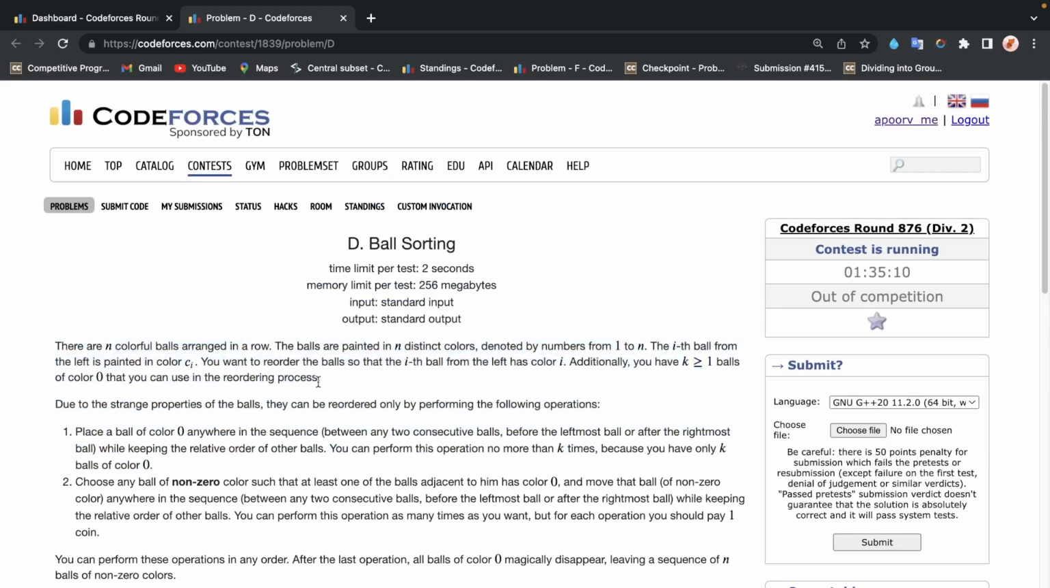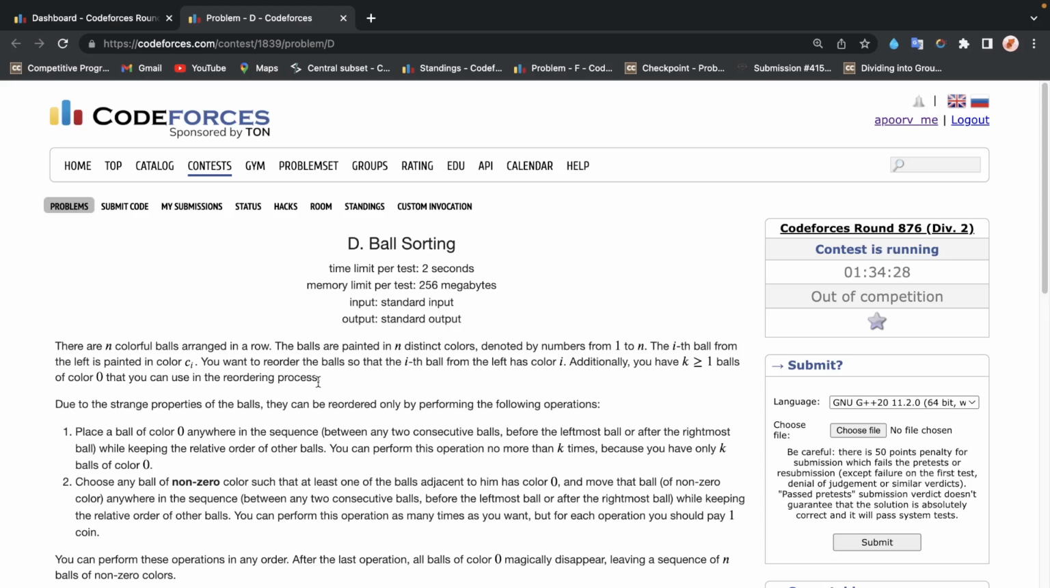There are n colorful balls arranged in a row. The balls are painted in n distinct colors denoted by 1 to n. So this is the position. The ith ball from the left is painted in color Ci. You want to reorder the balls so that the ith ball from the left has color i. You have k balls of color 0 that you can use in the reordering process. You can place a ball of color 0 anywhere in the sequence: before the leftmost ball, after the rightmost ball, or between two consecutive balls, keeping the relative order of the other balls. You can perform this operation no more than k times because you have only k balls of color 0.